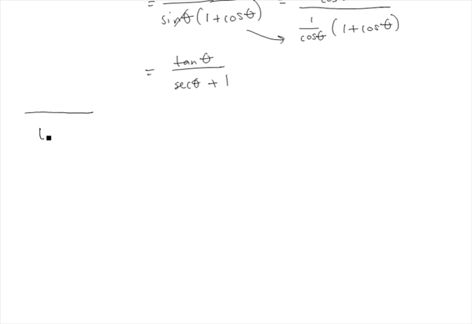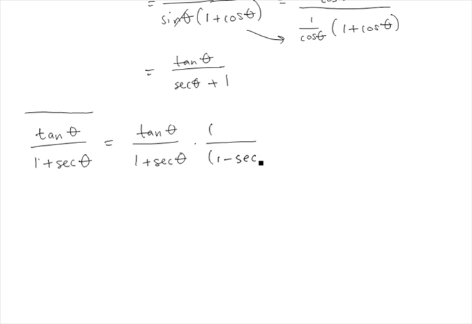If we instead start with the right-hand side, and keep in mind our strategy above, take and multiply the top and the bottom of this equation by something that will allow us to evoke one of the identities that we've learned. So here, if we multiply 1 minus secant theta to the denominator and to the numerator, the denominator will reduce. This is 1 plus secant theta times 1 minus secant theta, so 1 minus secant squared of theta. And on the top we have a tangent theta times 1 minus secant of theta.